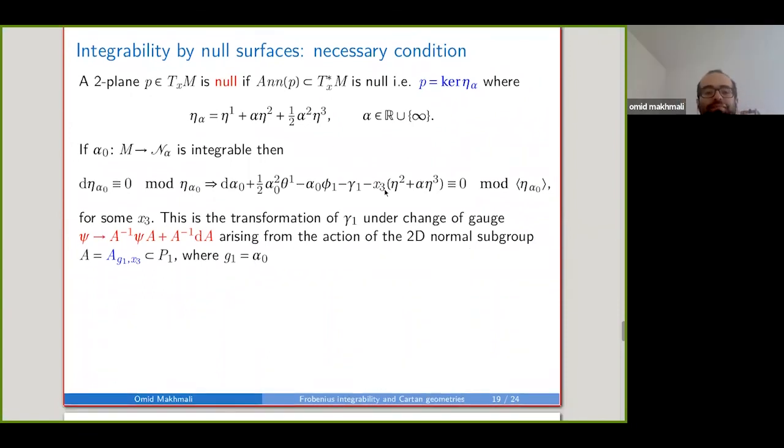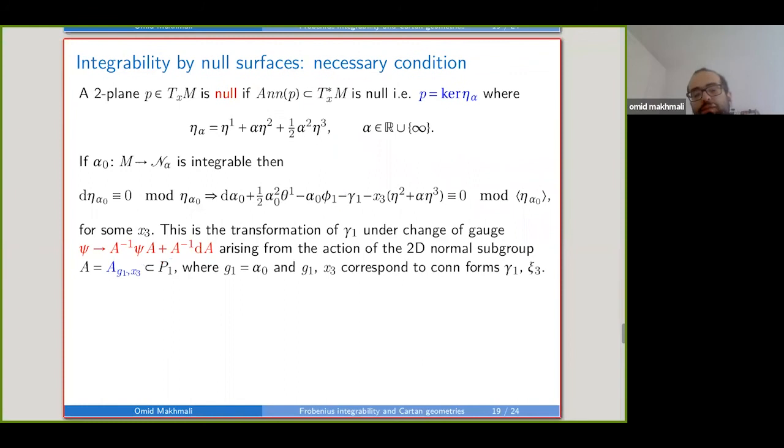But again, this is a very simple computation using the structure equations. And as before, this is nothing but the transformation in gamma 1, the connection from gamma 1, when we change the gauge, when we act by the fibers of the principal bundle using a two-dimensional normal subgroup parametrized by G1 and X3. So X3 is the group parameter that corresponds to Xi3. So this is in the prolongation of CO21. And this G1 corresponds to the one form gamma one, more Cartan one.